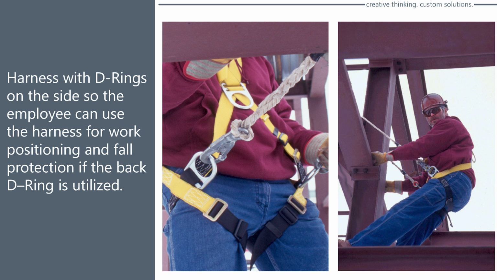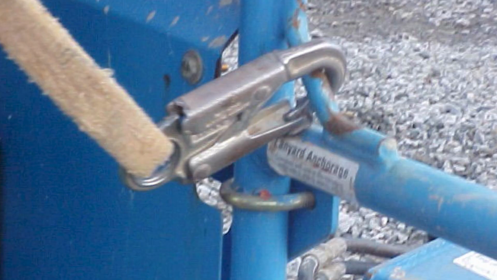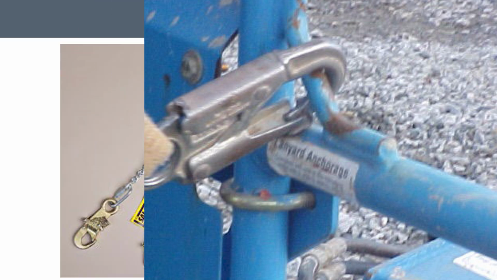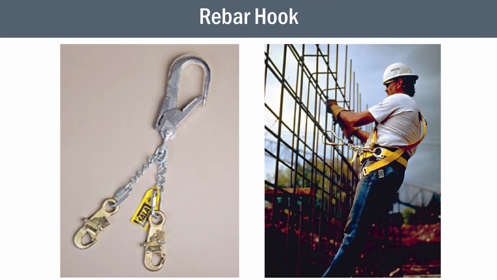Okay. Here's just another picture here showing a work positioning system using the side D-rings. And here's a picture in some of your JLGs, et cetera, showing your anchorage point that you would connect your harness to. Okay. And here's another picture showing how they can be used.